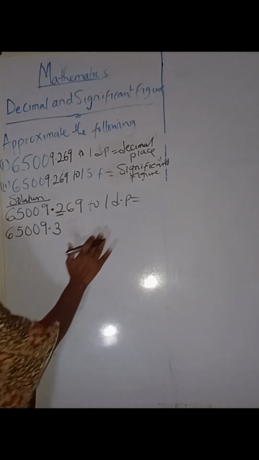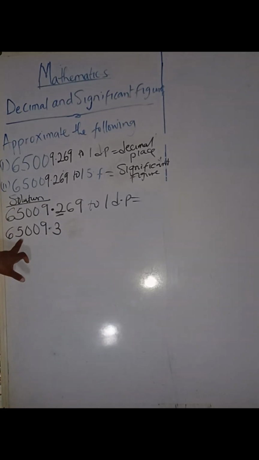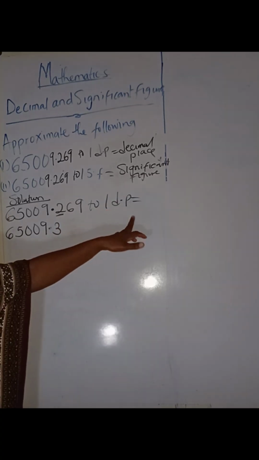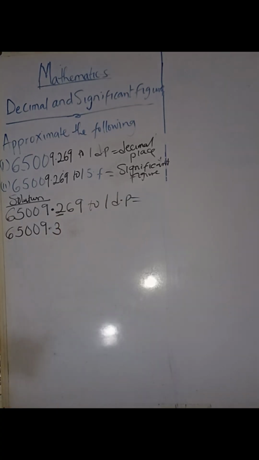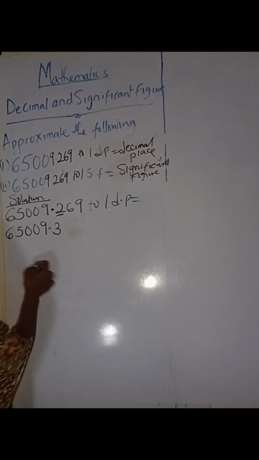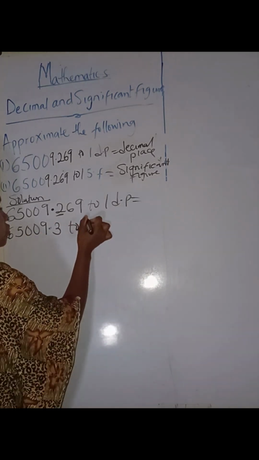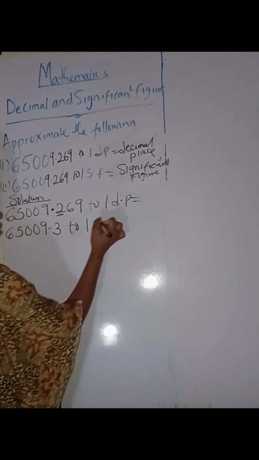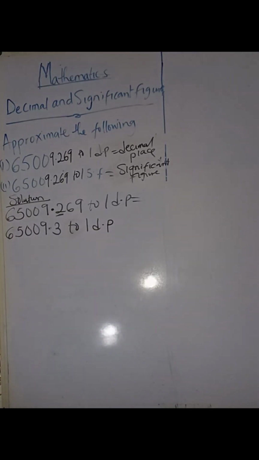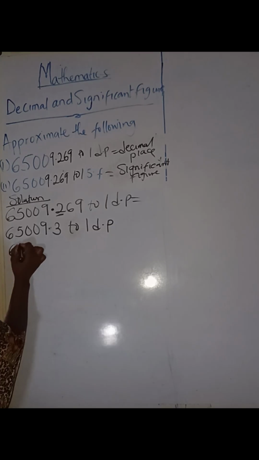So our answer becomes 65009.3. Then don't forget to state what you approximated it to. You cannot just leave your answer like this. You have to indicate that you approximated it to one decimal place. Good. If we are to approximate this to two decimal places, our answer will be what?